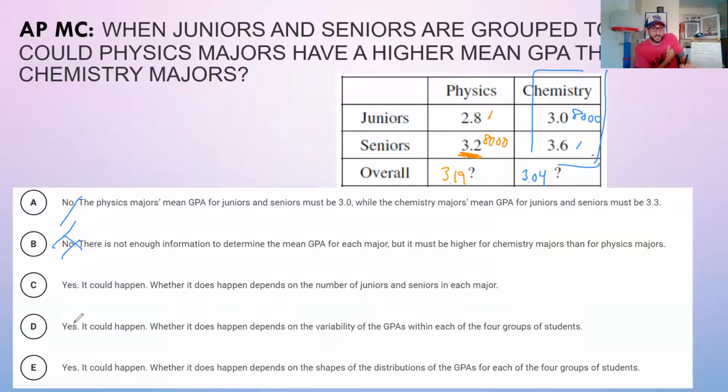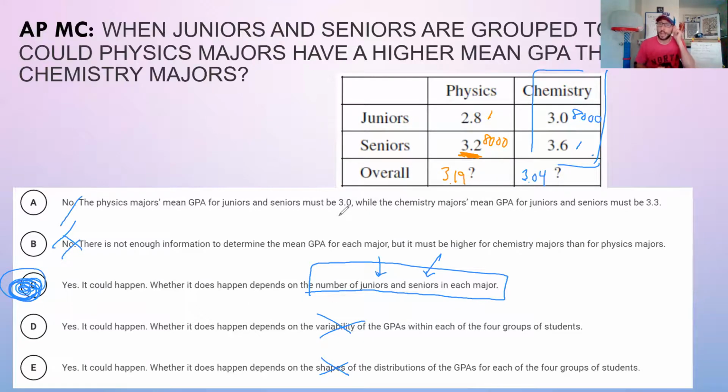And the key is, it's about the sample size, right? It's about how many of each we have. It's not about spread. It's not about shape. It's about the numbers of people in each group. And so that's a more challenging conceptual version of the procedural math that we just did. All right.